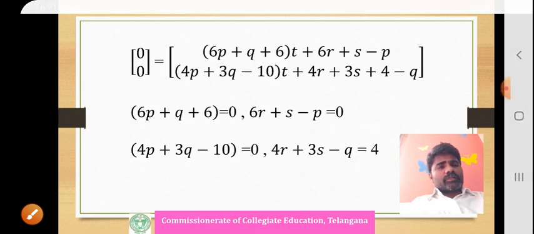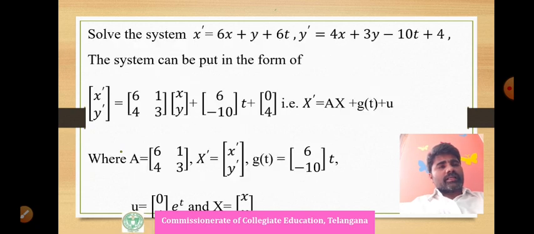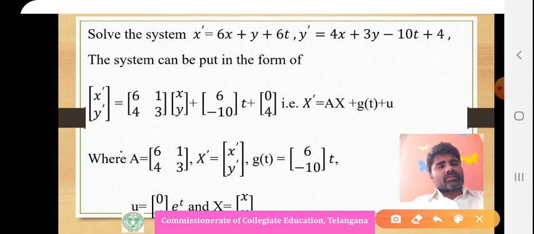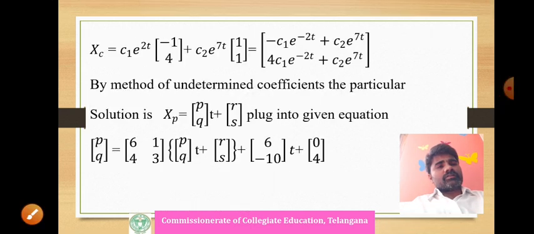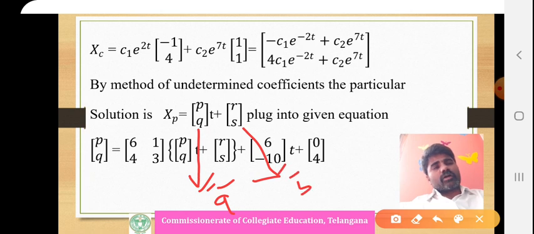Now according to the method of undetermined coefficients, we can choose the particular solution. Here the right hand side term is some vector into a function of t, and constants. That's why we take the particular solution as some constant vector a bar t plus b bar, where a bar and b bar are constant vectors. Like that we can choose the particular solution.